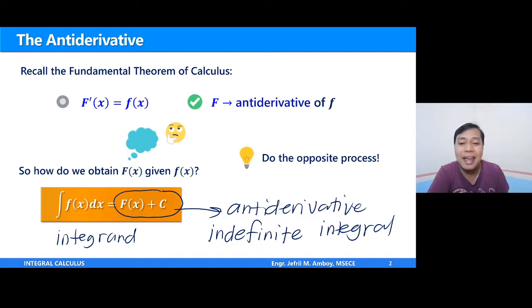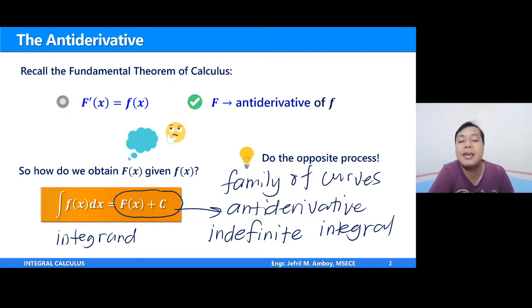So that means that the antiderivative is not a single function. It is actually a family of functions, no? That is why this f of x plus c, the antiderivative, represents what we call a family of curves, no? It represents a family of curves. Why? Because again, this c is an arbitrary constant which could have any possible value.